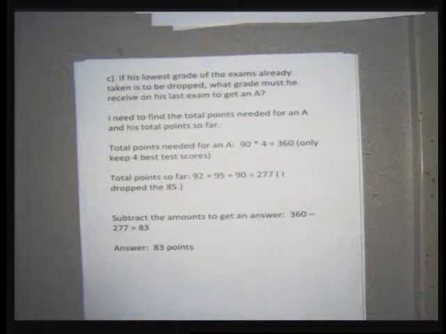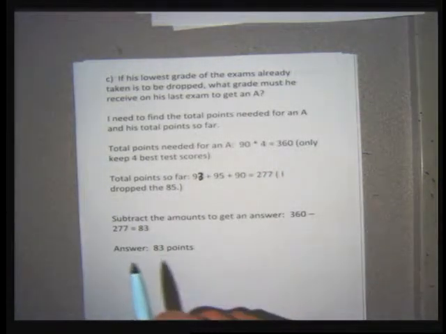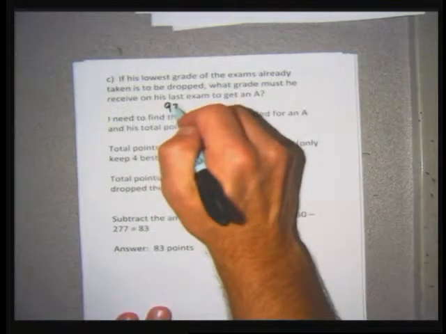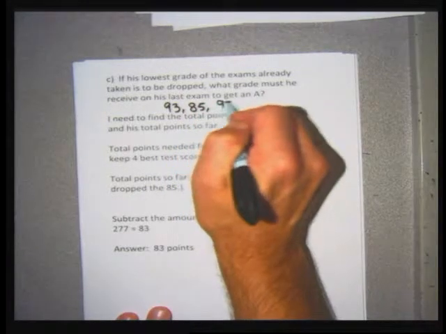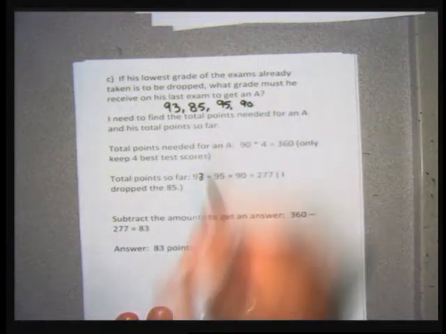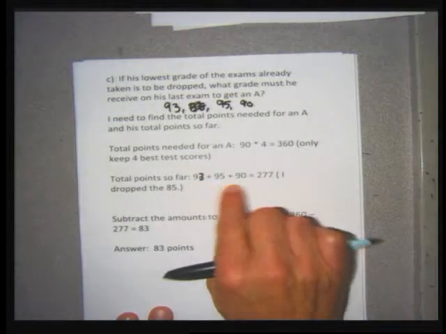This is a little bit trickier, part C. This is how this class works, because if you take the final exam, I drop your lowest test. So it's relevant to us. For Thurston, let's assume he's in a class where they drop your lowest test. Thurston's test scores were 93, 85, 95, and 90. So for Thurston, we're going to drop that 85, and we're only going to count the 93, the 95, and the 90.